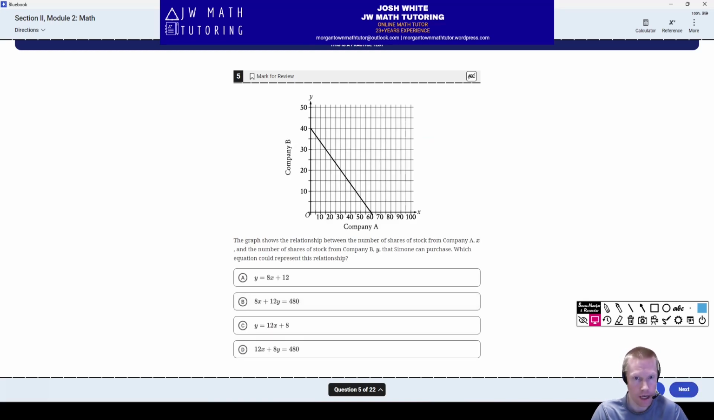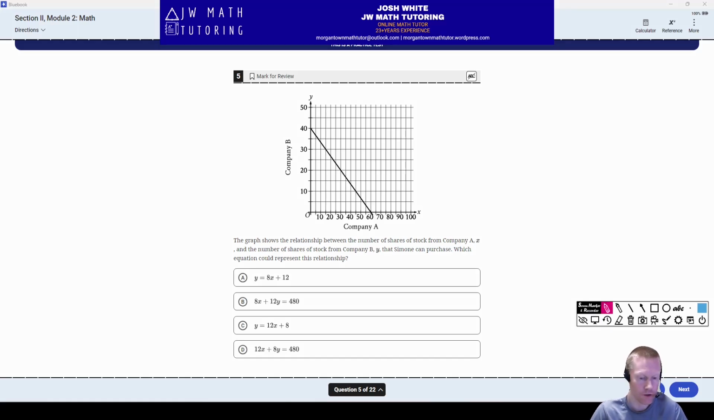Next up, you have a graph of 2 companies showing shares of stock, the relationship between them in terms of how many this person could purchase. And basically, they want the linear equation that describes this situation.